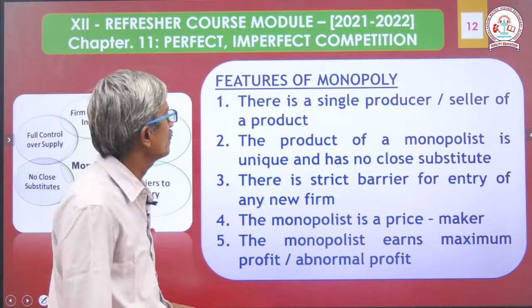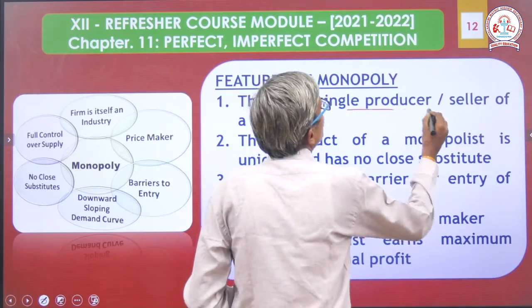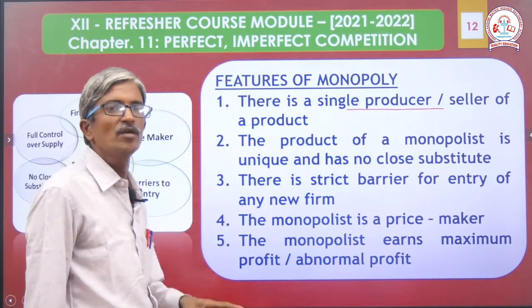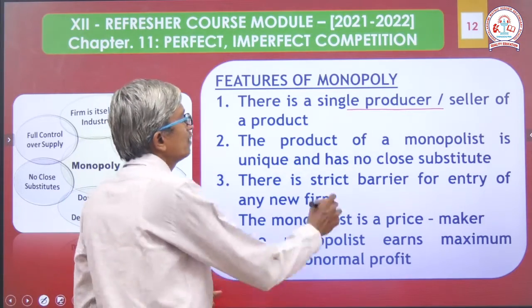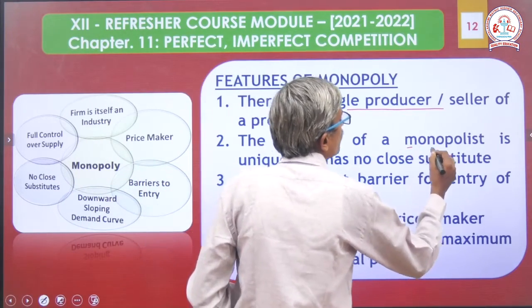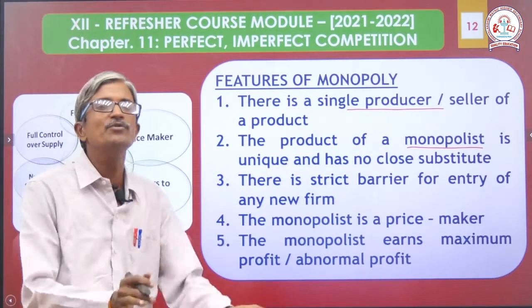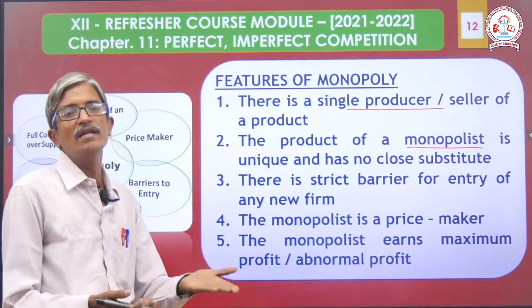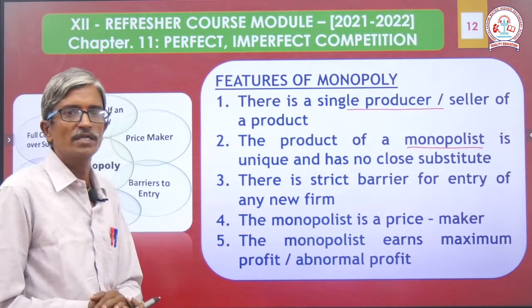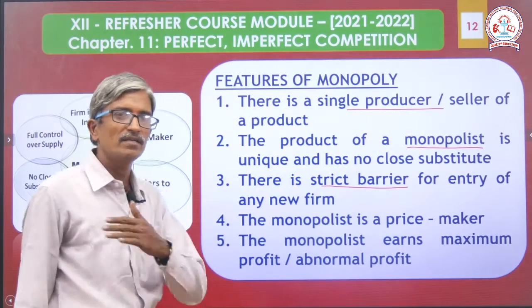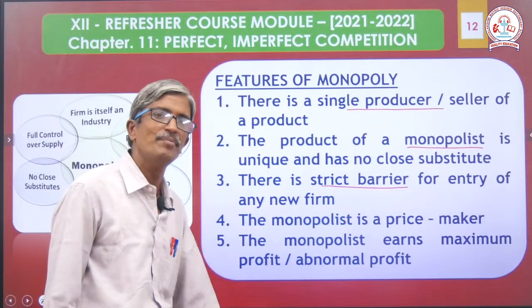What are the features of monopoly? Number one, single producer or seller of a product. There is a single producer as well as a single seller. Next, the product of a monopolist is unique; there is no substitute. For Indian Railways, what substitute is there? There is no substitute for the railway. Then, there is a strict barrier for entry. Another person cannot enter; there is no chance.